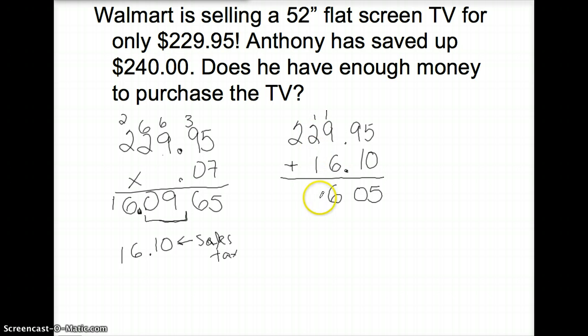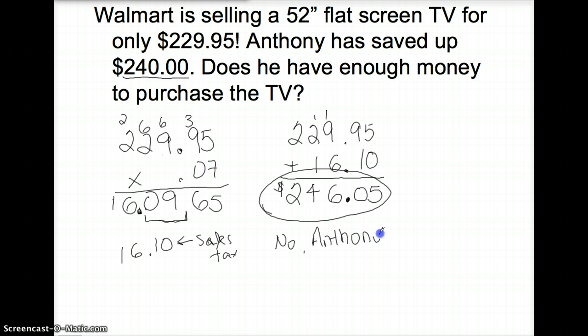2 plus 1 and 1, that is 4. And that's 2. We bring down our 2. We just bring down our decimal place. This is how much the TV costs with tax. So does he have enough money to purchase the television if he has only saved up $240? And the answer is no. Anthony does not have enough money.